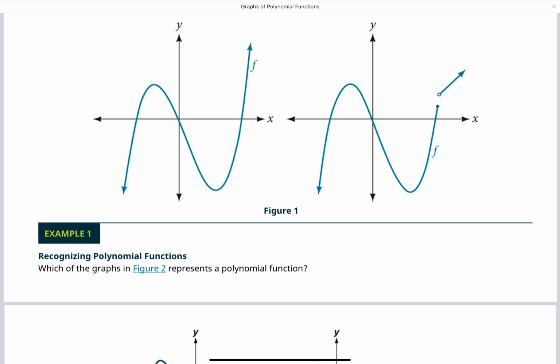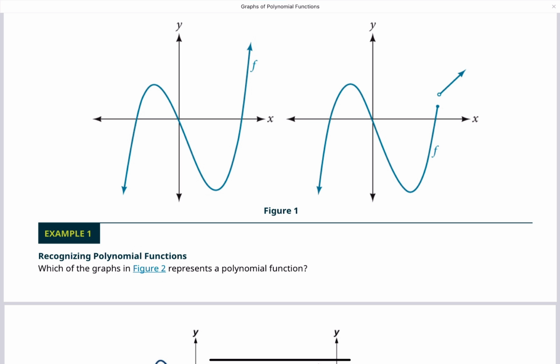And do I have any jumps? No, which means this graph is continuous, right? And a continuous function is also a polynomial function. So you just need to look at whether the polynomial function is continuous and just make sure you don't have any sharp edges. Let's look at the second function.